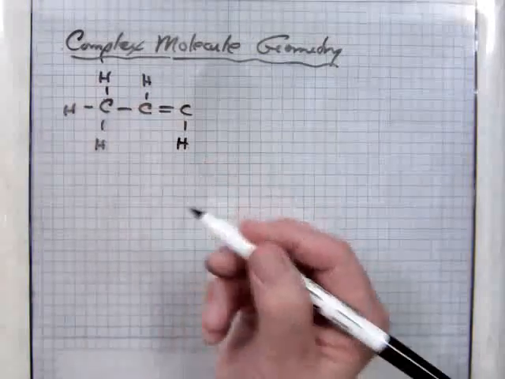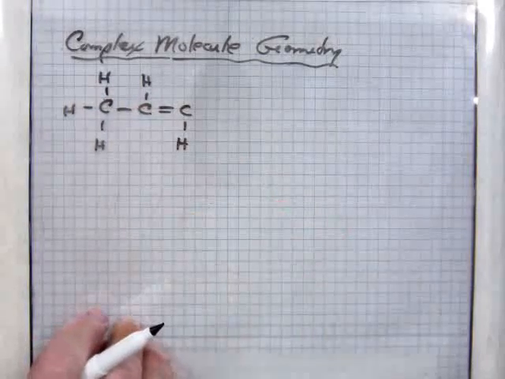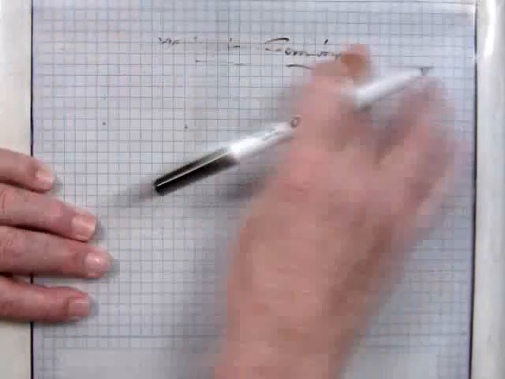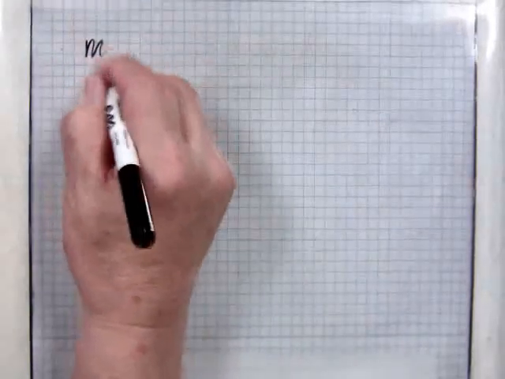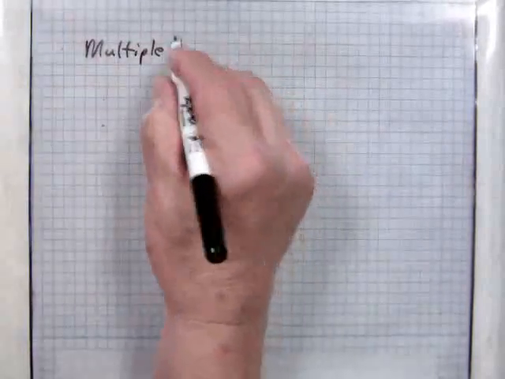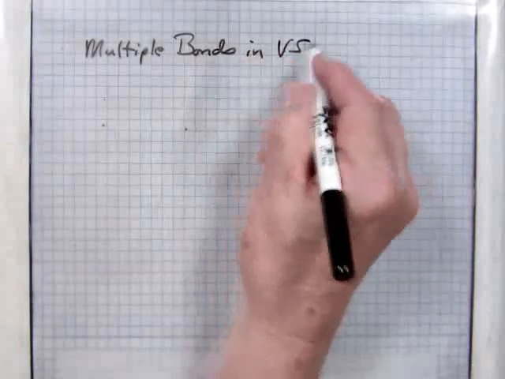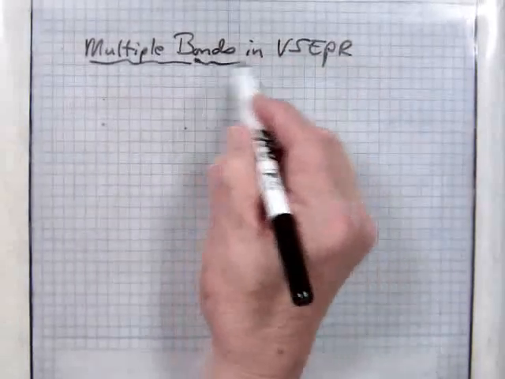Oh, multiple bonds. I forgot to. Let me pause. Multiple bonds in the VSEPR theory. I forgot that. Everything's been single bonds. Okay, here we go. And then we'll do the complex and finish.